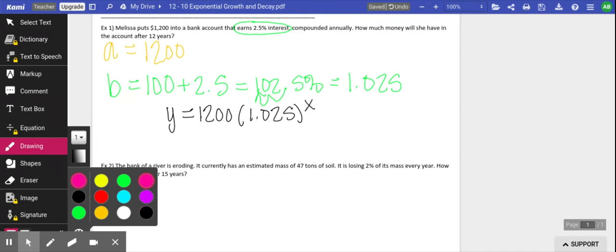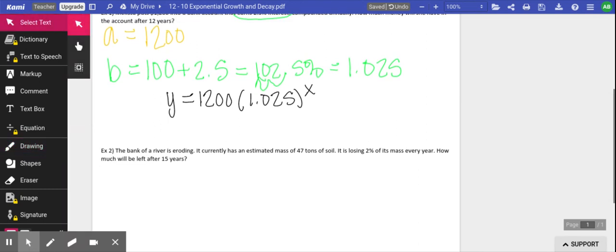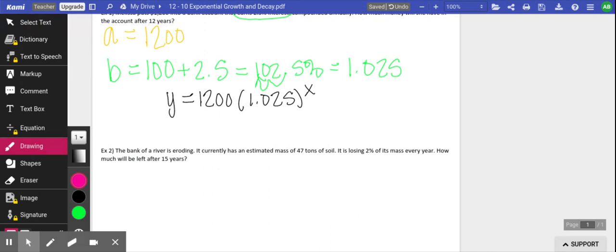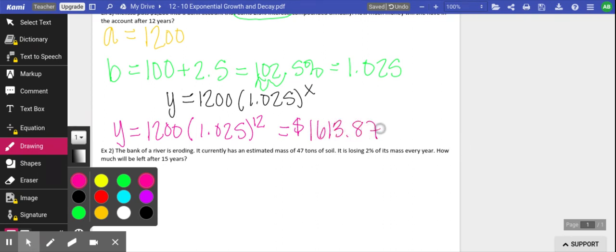So now to actually answer the question, we need to figure out how much money Melissa is going to have after 12 years. So we're going to take that 12 and we're going to plug it in for x. So we have y equals 1,200 times 1.025 to the 12th power. You're going to plug that into your calculator and you should end up with $1,613.87.